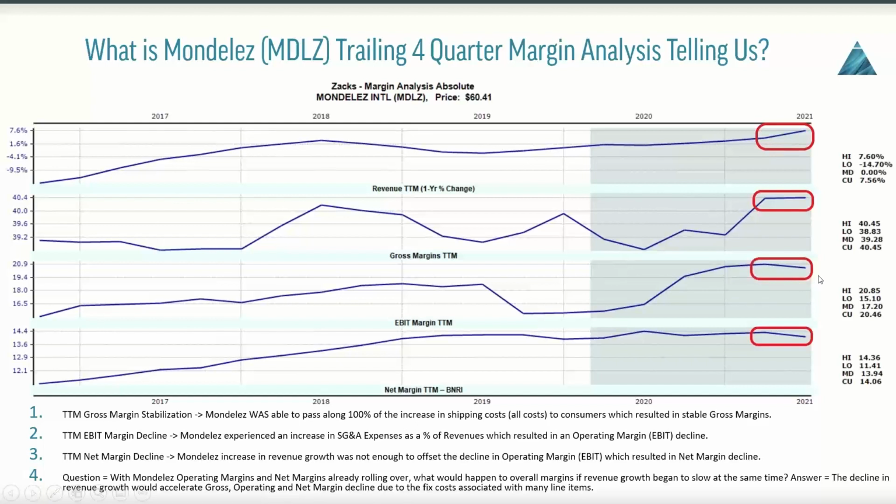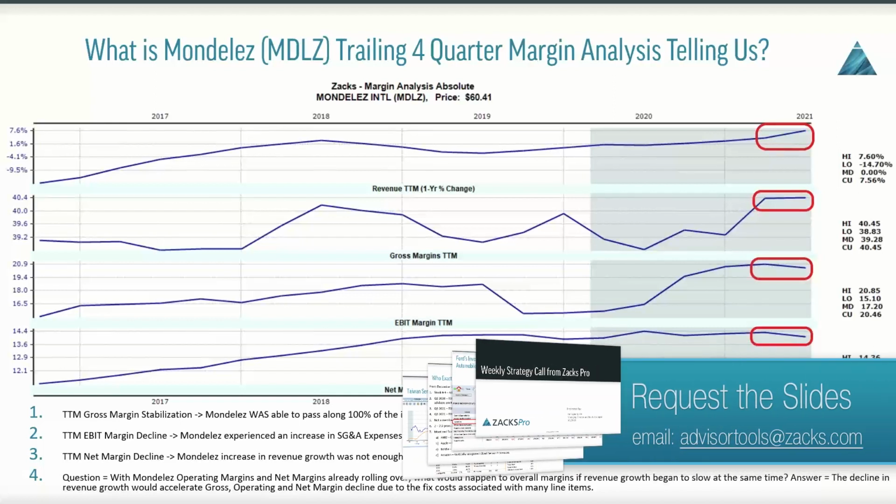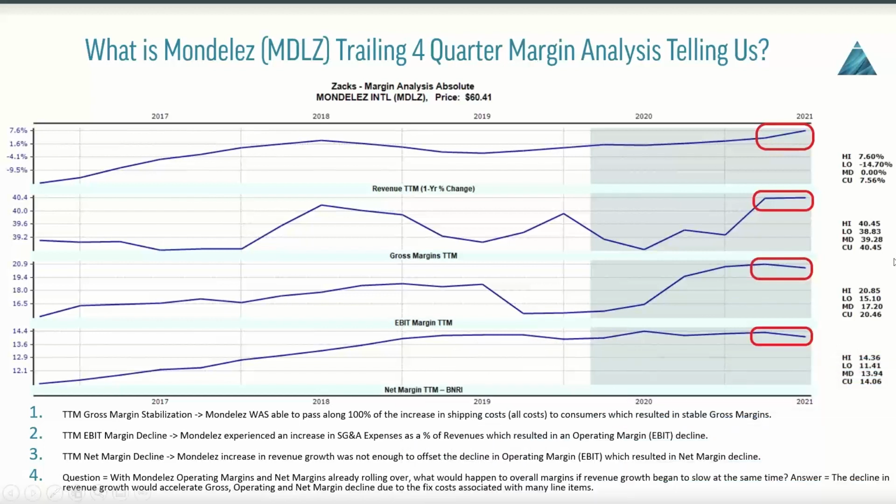The interesting thing here is that we actually had operating margin slippage. So it's interesting that this is exactly the opposite of what we saw with Dollar Tree. In this case, Mondelez experienced an increase in SG&A expenses as a percent of revenue. And again, if you look at the income statement on Mondelez, there's really not a lot of R&D expense, if any. So the bulk of this expense is related to SG&A. And so as a percent of revenues, right, this increase resulted in this operating margin decline, right?